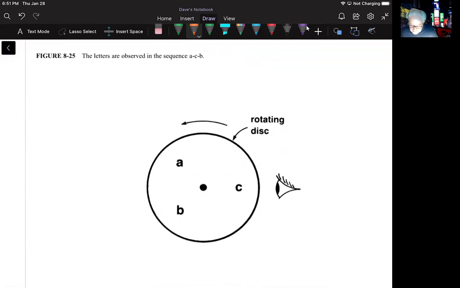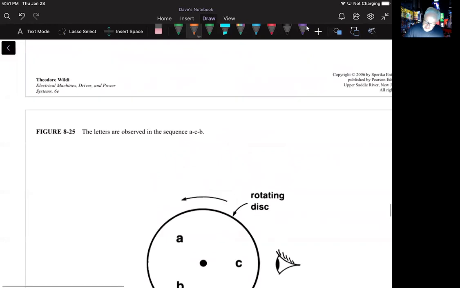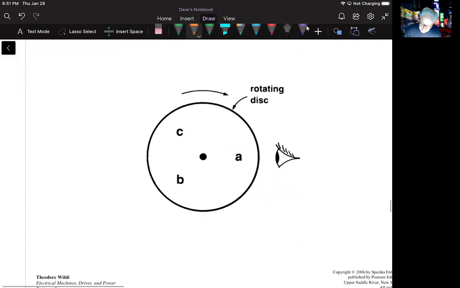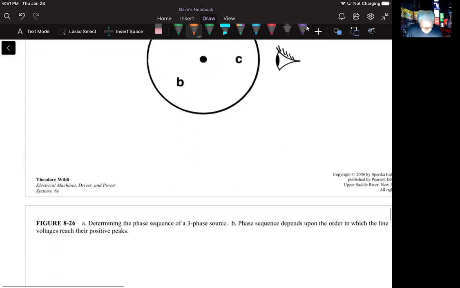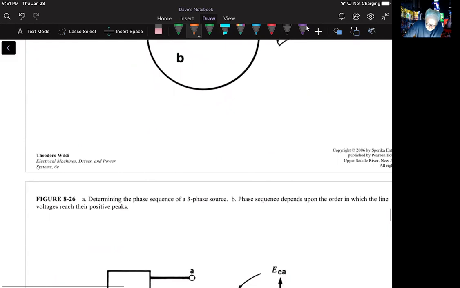If the letters A and C are interchanged, the result is shown in figure 8.25, and the sequence now becomes CBA, and that's shown as the same as the negative sequence generated by the disk in 8.24. So he says we conclude that for a given direction of rotation, a positive sequence can be converted to a negative sequence simply by interchanging two letters. Similarly, a negative sequence can be changed to a positive sequence by interchanging two letters.